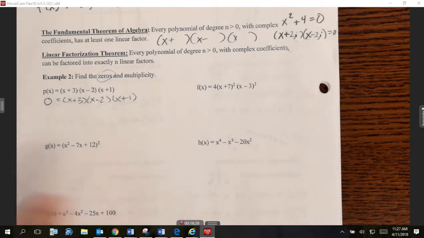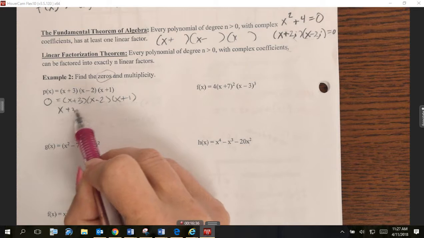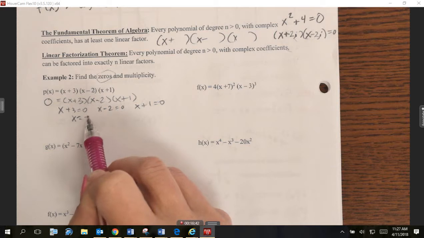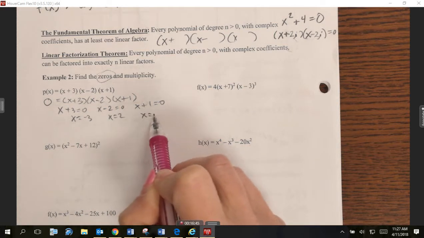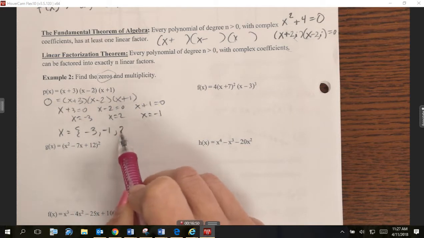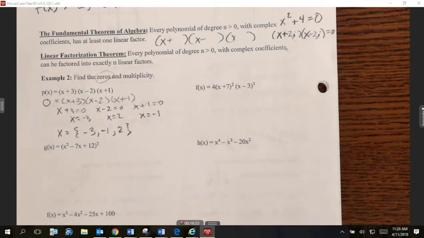All right, here we go. What do you do now? Set each one equal to 0. So you have x plus 3 equals 0, x minus 2 equals 0, x plus 1 equals 0. Solve each one. And we have zeros as -3, -1, 2. Notice how I did not write those as x-intercepts with ordered pairs, but I wrote them as a list of numbers. Because we were just listing zeros, we're not writing intercepts. That means different things, even though they'll be related later.